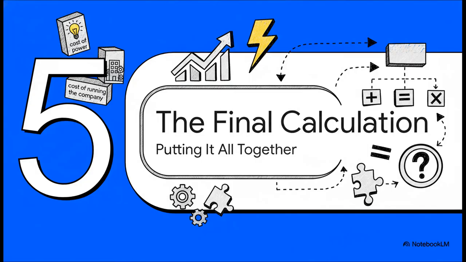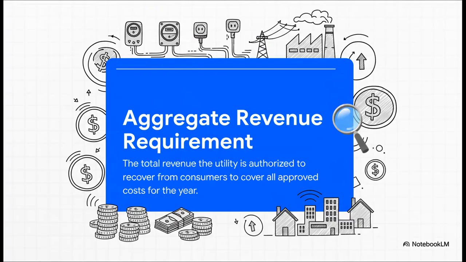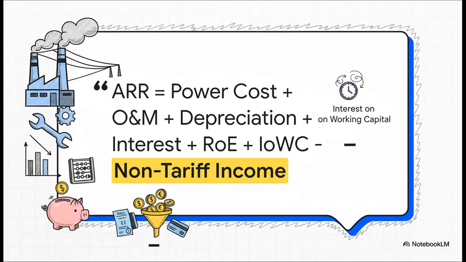Okay, we have covered the cost of power, the cost of the grid, and the cost of actually running the company. It is time. Let's put all of our building blocks together and finally reveal the master formula. And this brings us right back to our master concept, the Aggregate Revenue Requirement, or ARR. This one number represents the grand total of every single approved cost. It's the total amount of money the utility is officially allowed to collect from all of us for the entire year. And here it is, the formula in its final form.